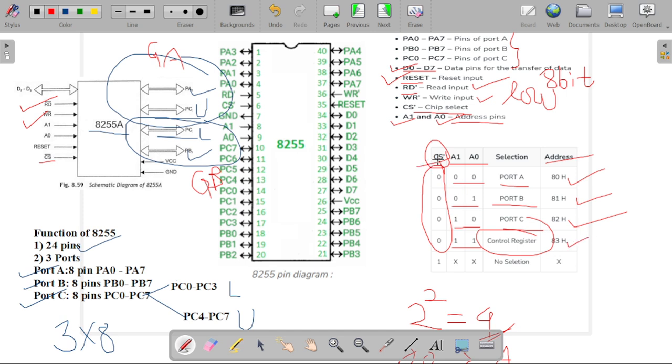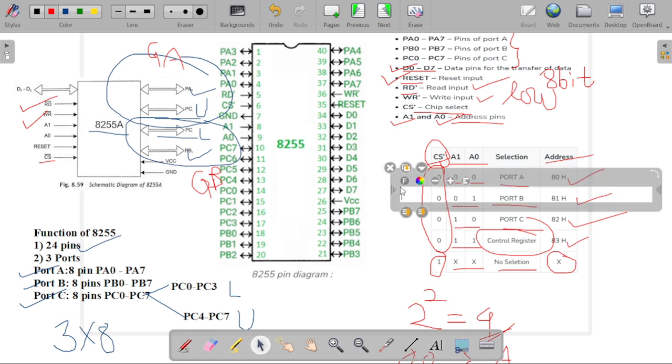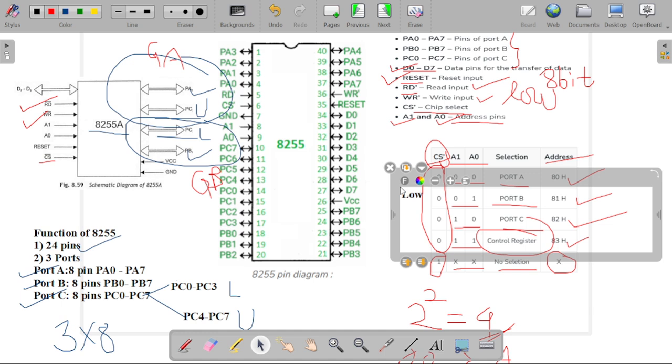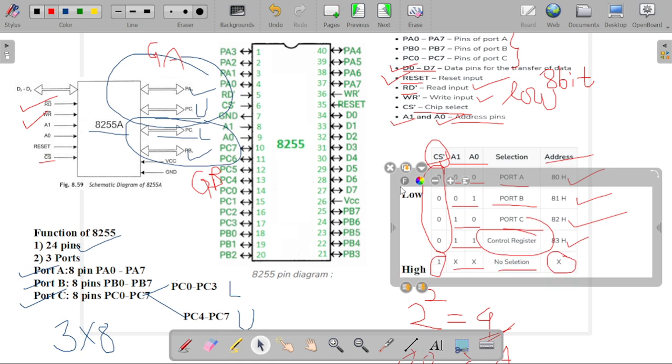If your chip select signal is high, then it is selected as 1 and there are no signals for our address lines, A0 and A1 will be in a toggle case, and no signals will be selected. That is no selection, and no address will be defined when our chip select signal goes high. If it is low, then your ports will be active. If it is high, then your ports will not be active.